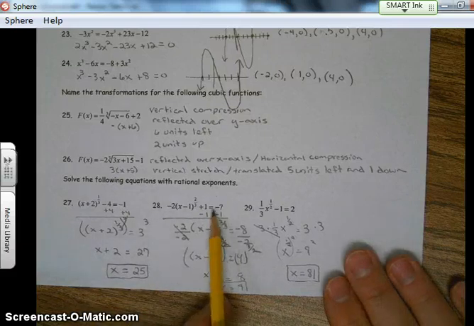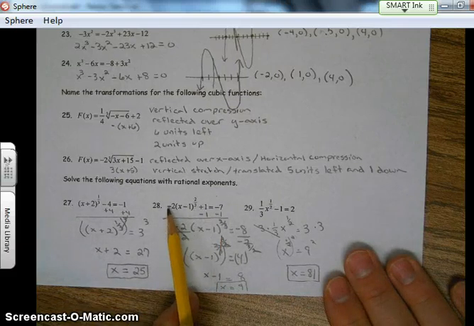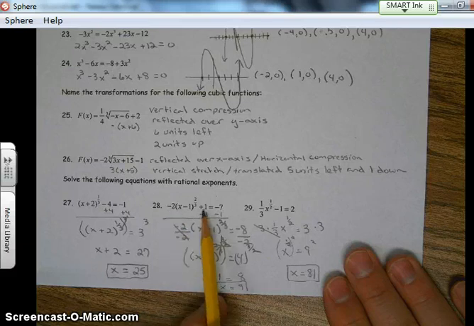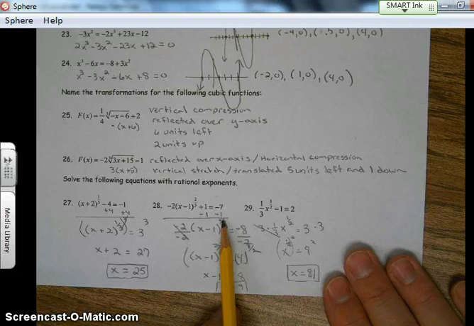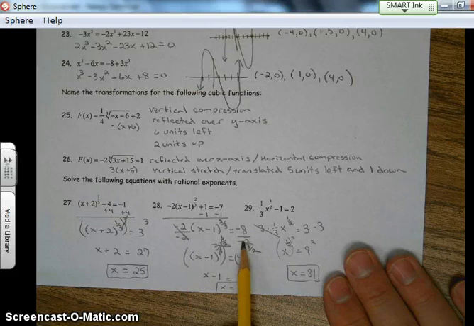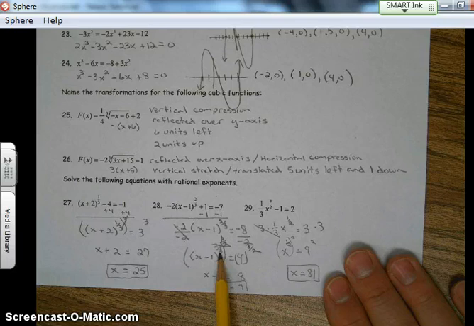So remember, when solving an equation you're undoing PEMDAS or GEMDAS. So I undid adding with subtracting. Then I undid multiplying with dividing. And then I undid the exponent. So to undo 2/3, I raised it to 3/2 because 2/3 times 3/2 is 1. They cancel each other out.